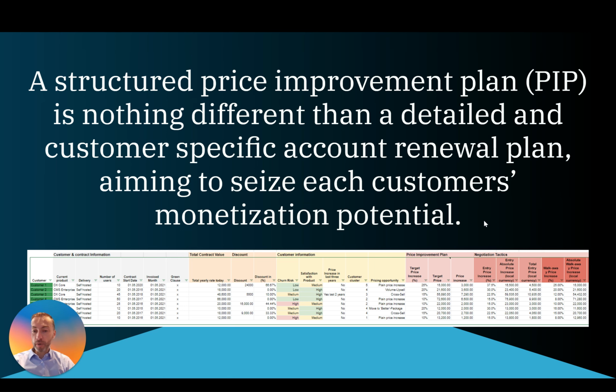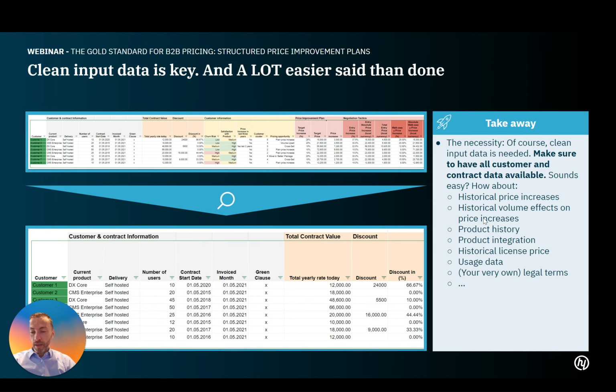At the end of such a program, you get a plan for the next, usually, 12 months, in every single detail, what to do with every single client. It often starts with data cleaning, which is not the easiest way, because the better the data, the better the result. So what we usually need or wish to have are historical price increases, historical volume effects, product history, product integration, historical license prices, usage data, and so on. We don't need it all, but the more we have, the better the program will be, because usually these data points will be price drivers if you are aiming for more or if you are shooting a little bit lower.